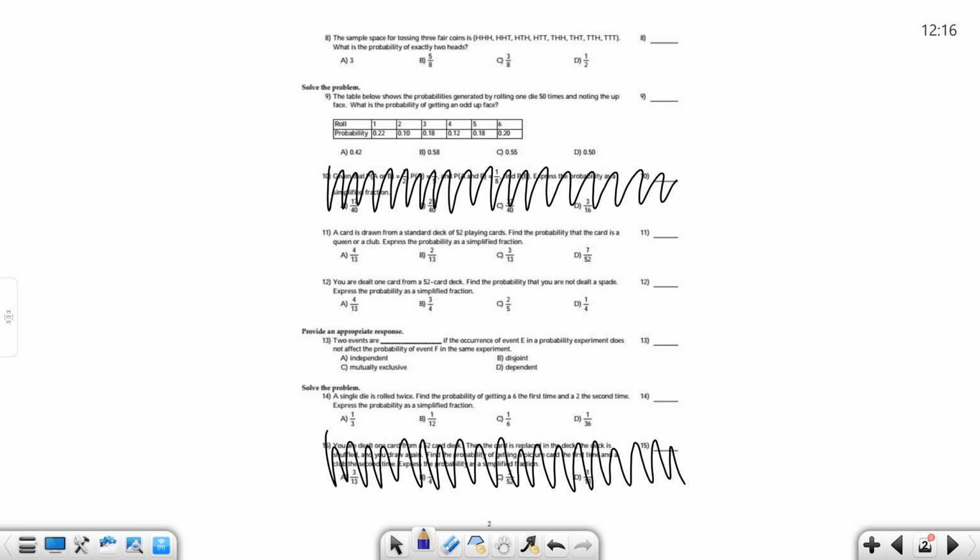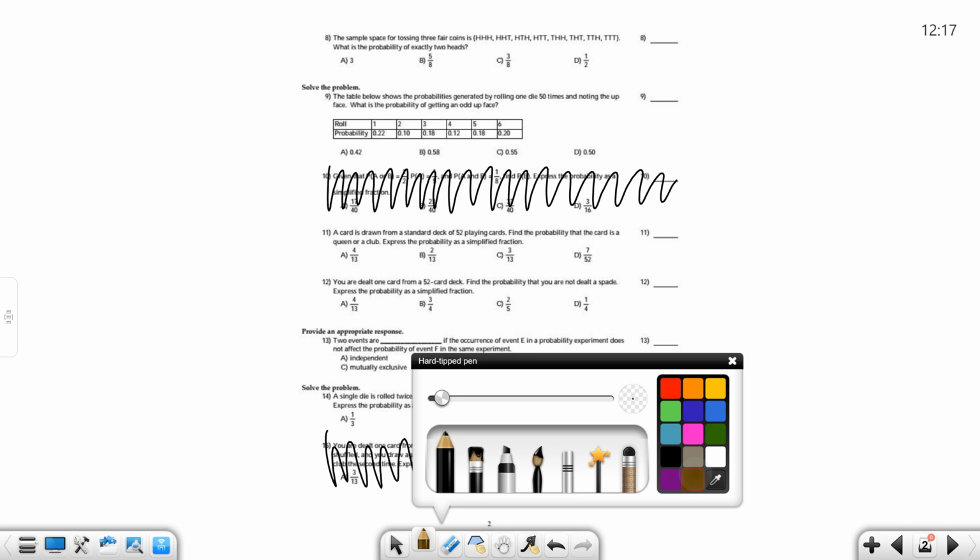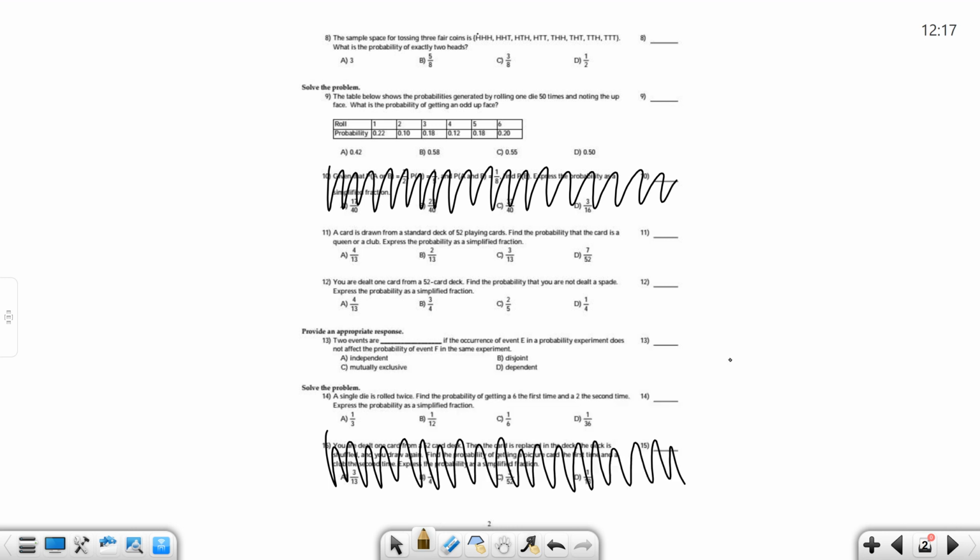The sample space for tossing 3 fair coins: heads, heads, heads, tails, heads, tails, heads, heads, tails, tails, right? All that stuff. What is the probability of exactly 2 heads? That means we want all of them with exactly 2 H's in them. So if we look at this, with exactly 2 H's, we don't want this one that has 3 H's. That has 2 H's, that has 2 H's, that has 1 H, that has 2 H's, that has 1 H, that has 1 H, and that has no H's.